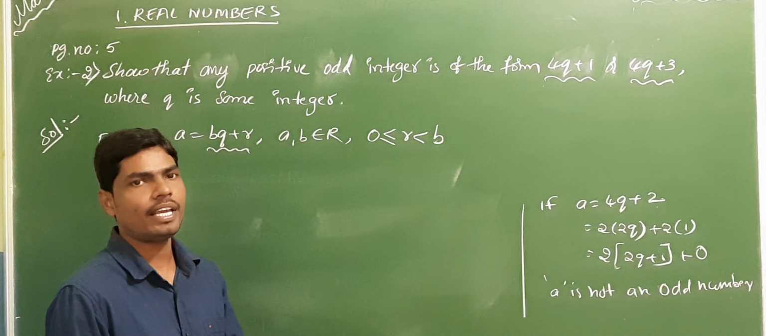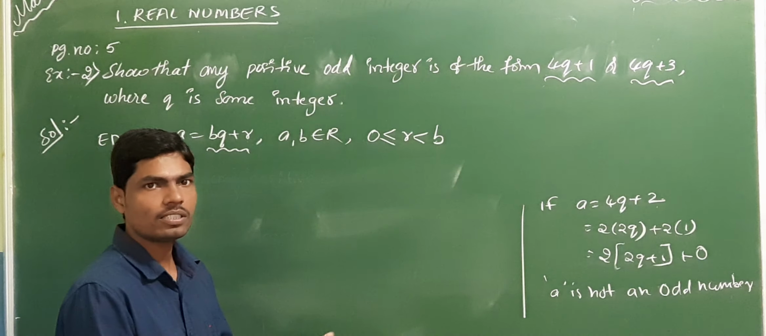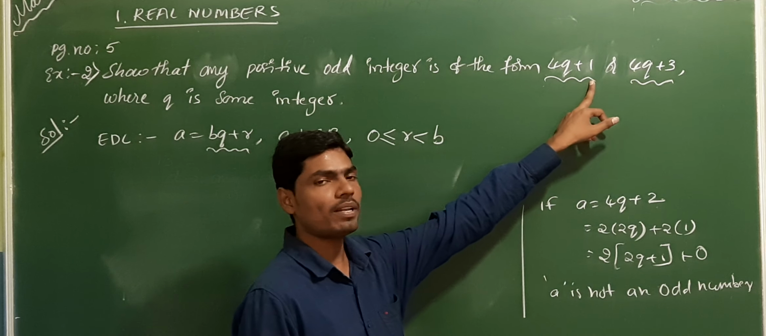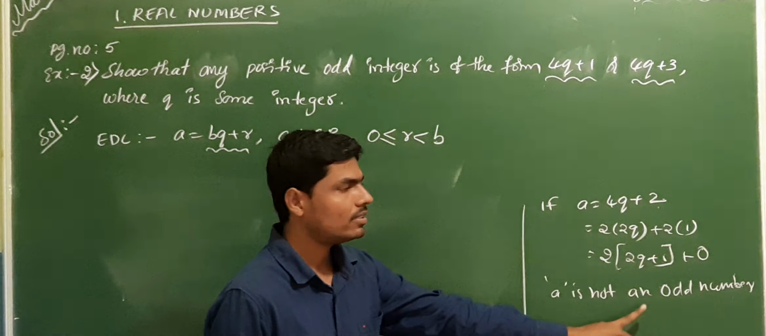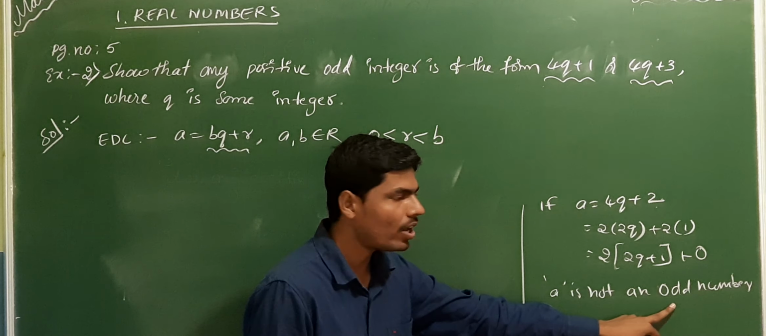So first we are taking remainder 0. That is not an odd integer. Next we are taking 1. Yes, we got 4q plus 1 is an odd integer. Third we are taking remainder 2. No, it is not an odd integer.